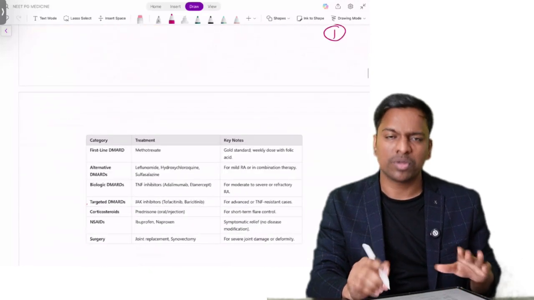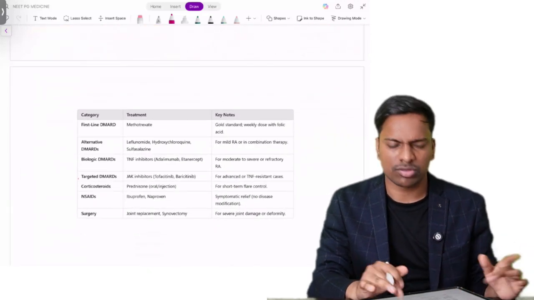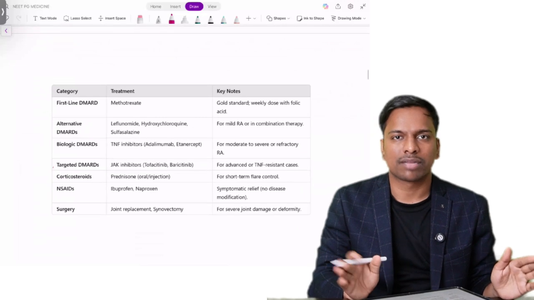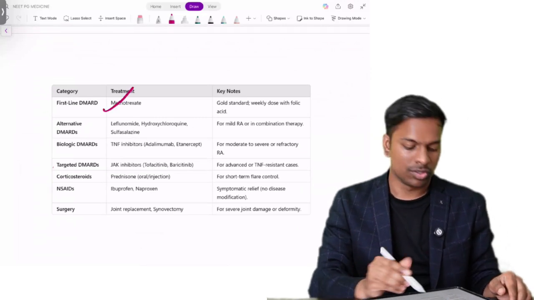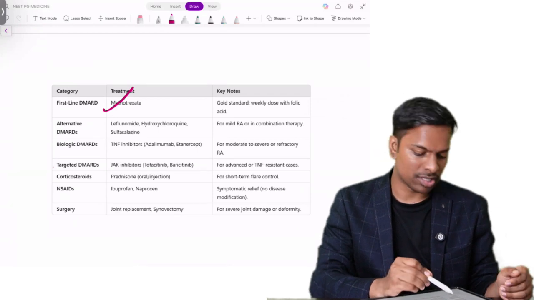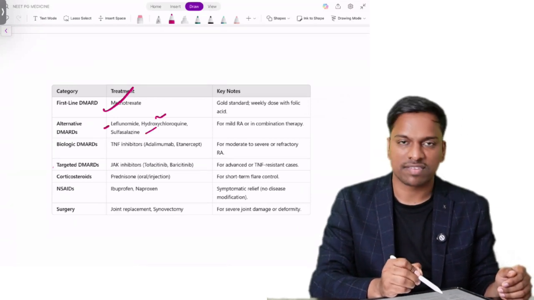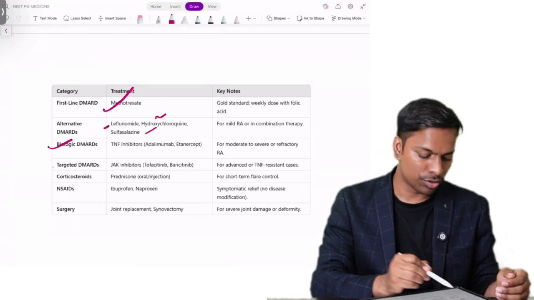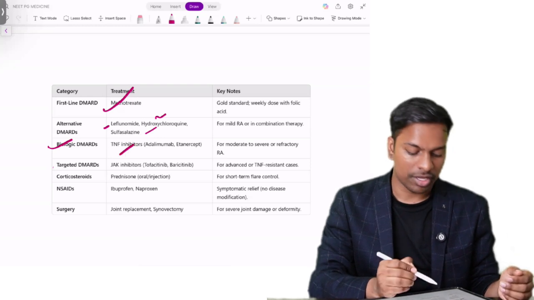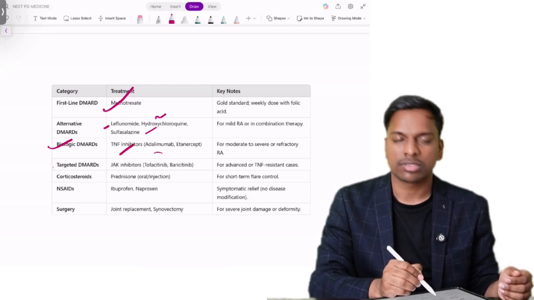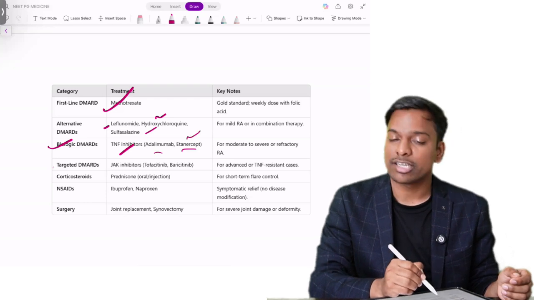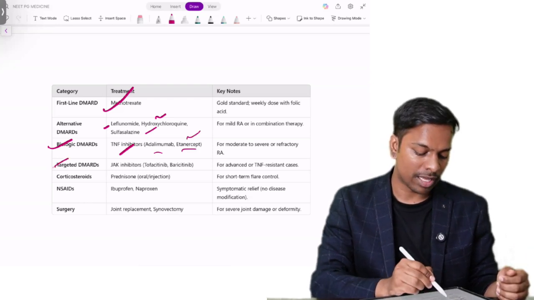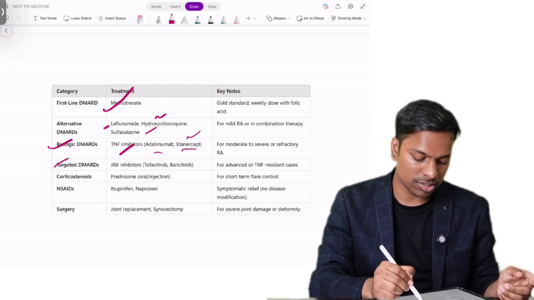Coming to the management now, rheumatoid arthritis is diagnosed now. Management, we will start with the disease modifying agents. So what are those? Methotrexate is the drug of choice. Along with that, we have alternate DMARDs like leflunomide, hydroxychloroquine, sulfasalazine, and some biologicals are also used nowadays. Biological DMARDs like TNF inhibitors, adalimumab, etanercept, are commonly used. Targeted DMARDs are also very commonly used, like JAK inhibitors, tofacitinib, baricitinib.